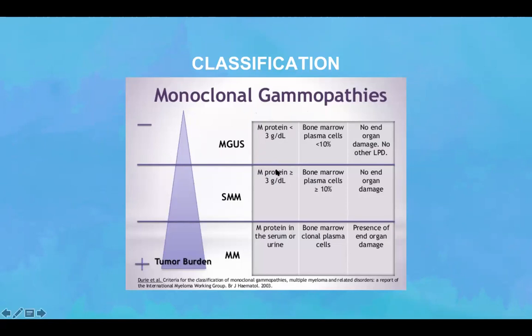When the level of M protein is more than 3 grams, we're talking about smoldering multiple myeloma. In this case, the bone marrow has more than 10% plasma cells, and we're not going to find end organ damage. And when the protein is found in serum as well as in urine, the bone marrow has between 10% and 60% plasma cells, and we have clinical symptoms, we're talking about multiple myeloma.